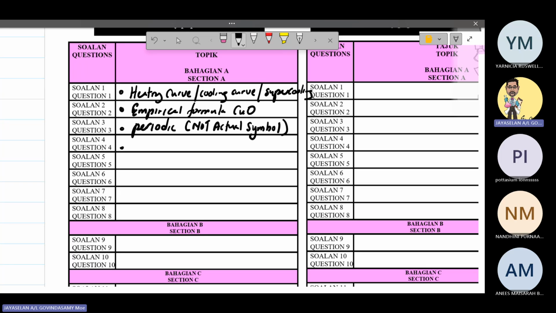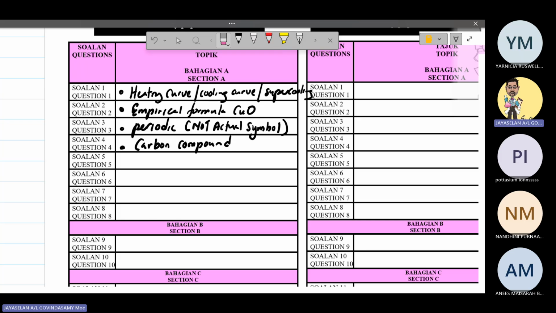Okay, your third question will be carbon compound. Carbon compound may fall here or here, because this one is 12 marks. So carbon compound is a must. Okay, so I already put 4. The rest I will do later.